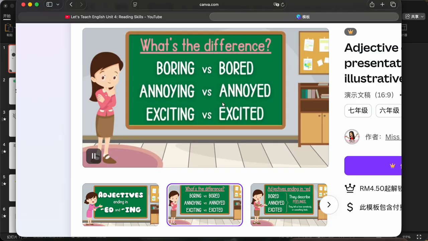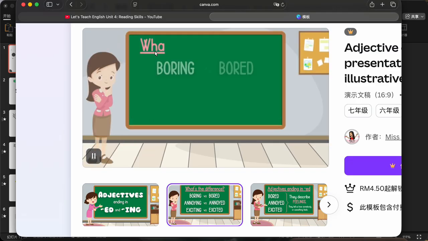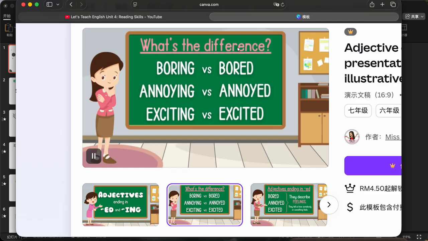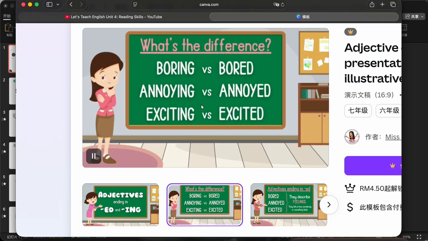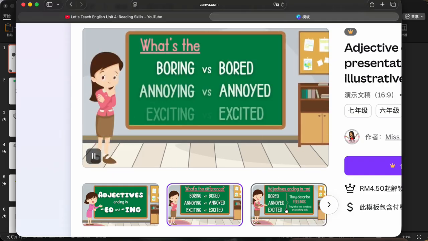And next, we can see he used different colors in the sentence. What's the difference? That made the key points of this class clear, to help students understand why the words end with -ing, why the words end with -ed, what's the difference between these, because these words are very popular in our daily English teaching, so that's a good way to help students understand the key points.